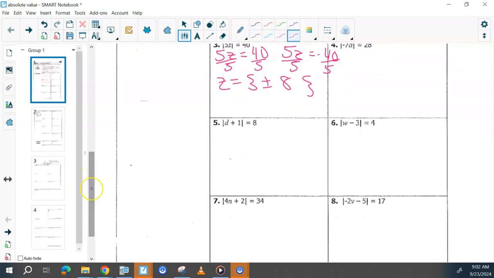Alright, now we're going to skip to number 5. Same thing, it's already isolated, so go ahead and drop the absolute value bar, set it equal to a positive 8 and a negative 8. And then, how would we solve this? Add 1, or subtract 1 on both sides, yep. What are the two solutions there? 7 and -9. In order, -9 and 7.